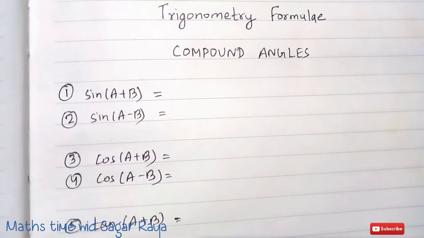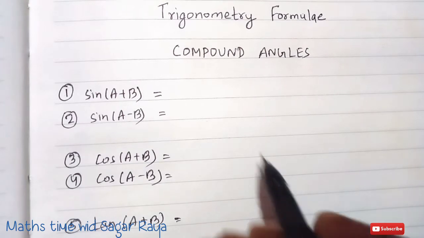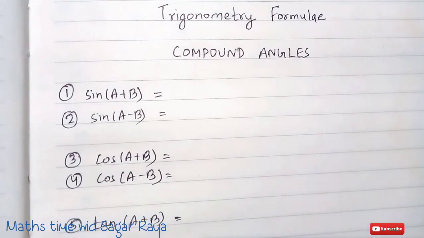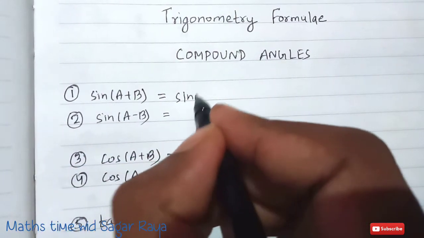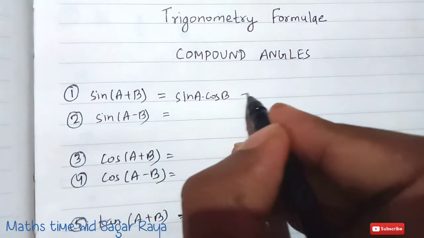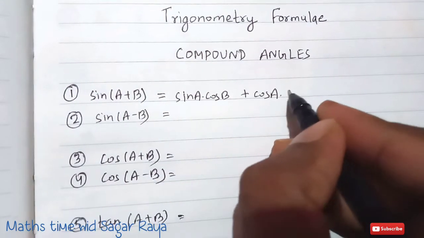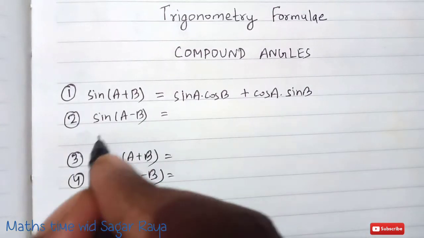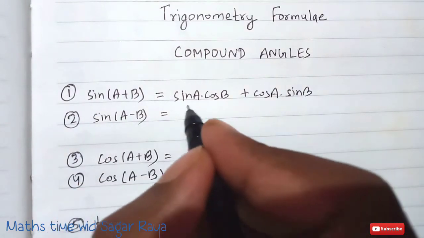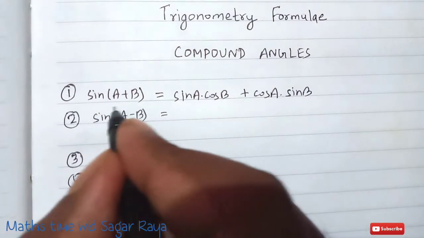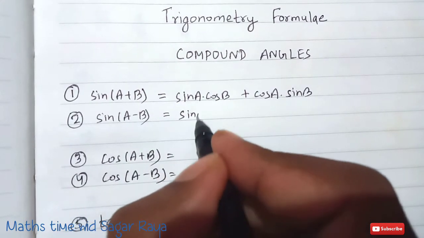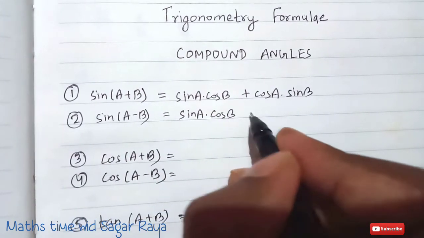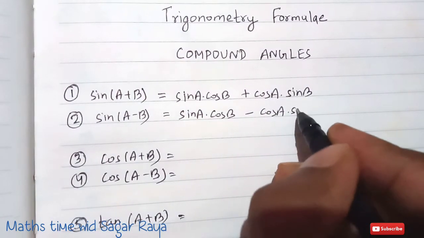Now without any delay, let's start our topic. So compound angles, under compound angles I have just written some of the headings here. So formula for sine a plus b is sine a dot cos b plus cos a dot sine b. Similarly, sine a minus b is exactly the same formula of sine a plus b, but instead of plus here you have to just write down here minus. So sine a dot cos b minus cos a dot sine b.